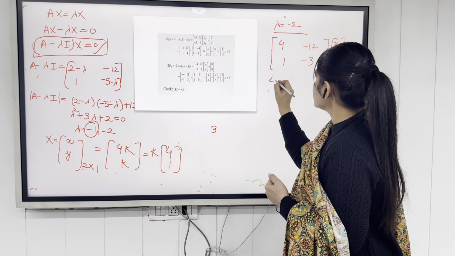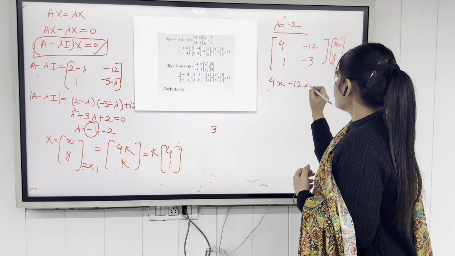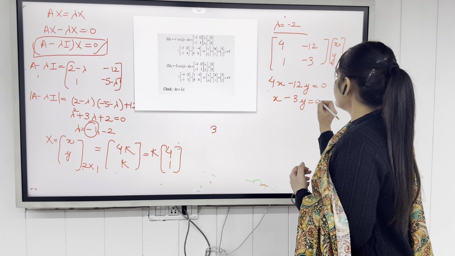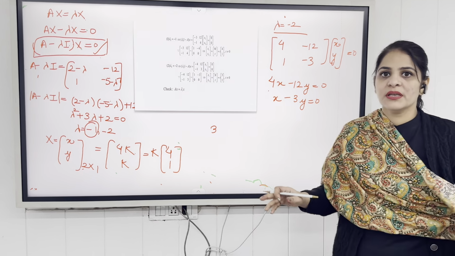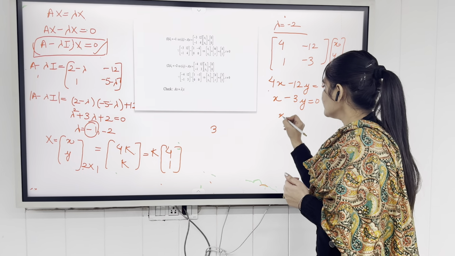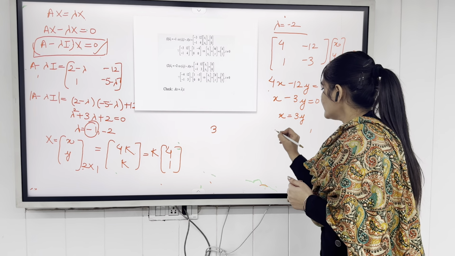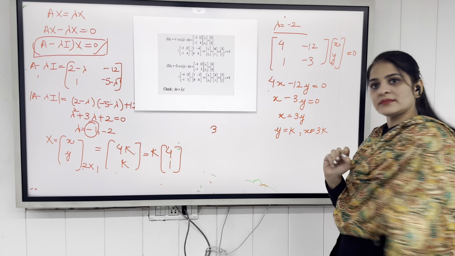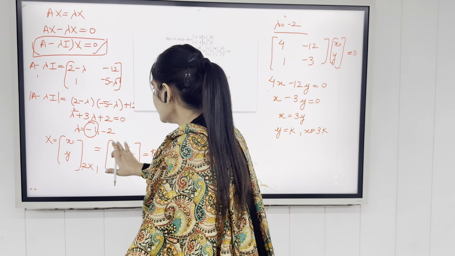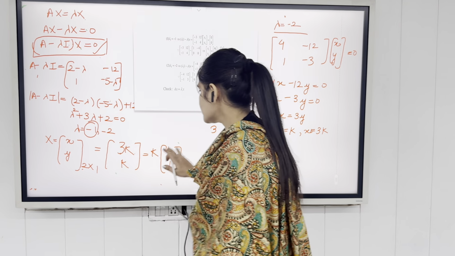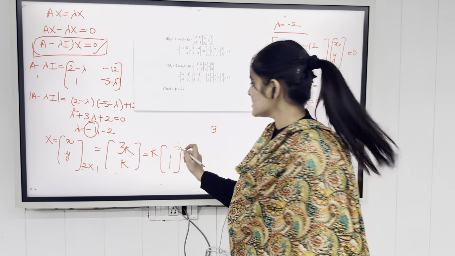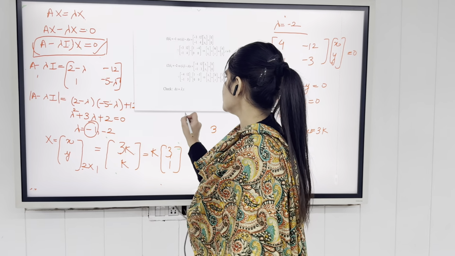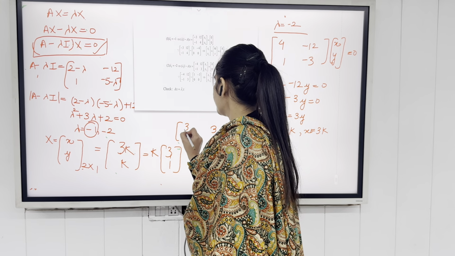Multiply the two: this is 4x − 12y = 0. Again both equations are similar once we take 4 common from the first equation. So we have x = 3y. Take y = k, which gives x = 3k. Replace the values here: x is 3k, y is k. Taking k as common, we are left with 3, 1 inside. So corresponding to λ = −2, we have the eigenvector [3, 1].